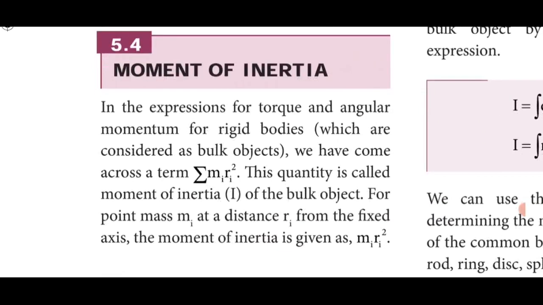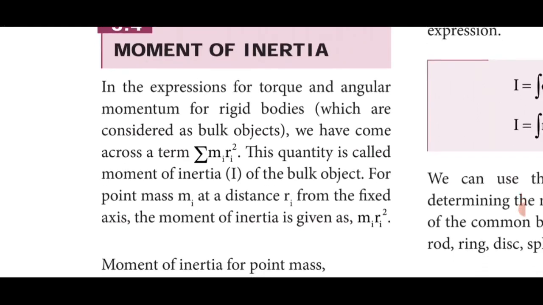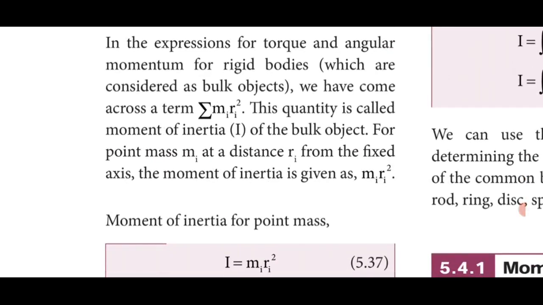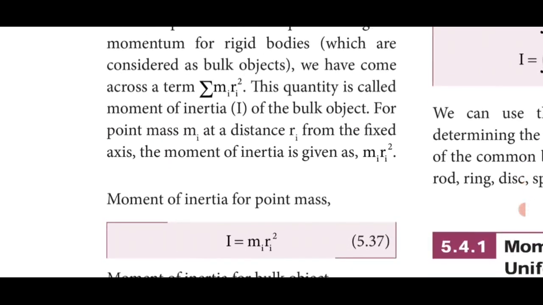What is the moment of inertia? It is nothing but the expressions for the torque and angular momentum for a rigid body. That means rigid bodies are considered as bulk objects. We have come across this term already, that is the summation of Mi Ri square. This quantity is called the moment of inertia, I, of the bulk object.